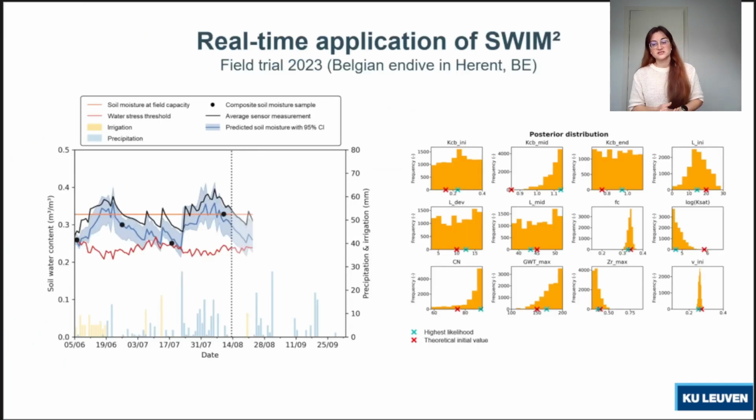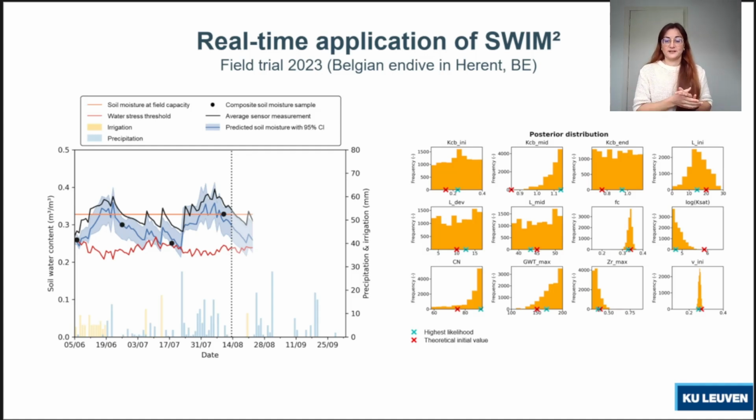Now, to illustrate this, I'm presenting a real-time application during a field trial of Belgian endive. Now, on the left side, we see the black line that is the measured daily soil moisture content by averaging the 3 sensor observations, while the black dots represent the composite soil moisture samples. The field capacity is shown in orange, while the red line is the critical soil moisture threshold. Now, the blue line represents the most likely soil moisture simulation, and the uncertainty is represented by the blue band.